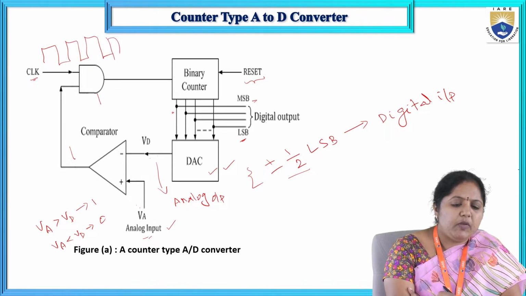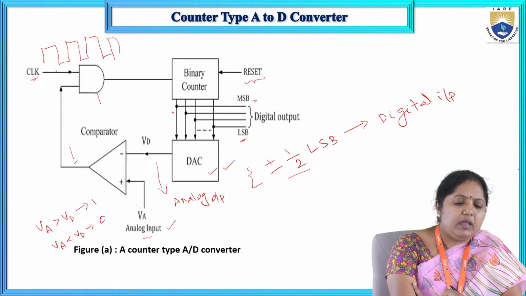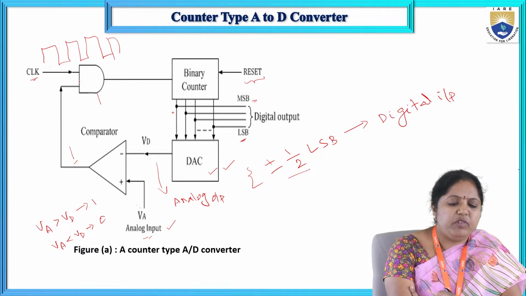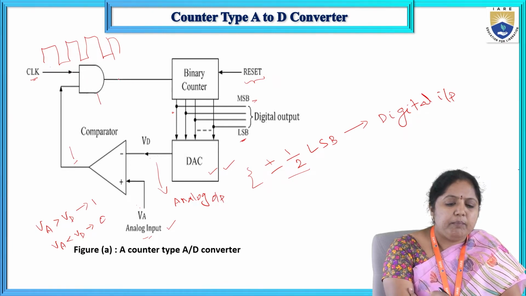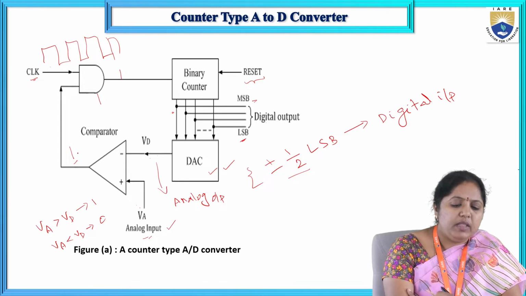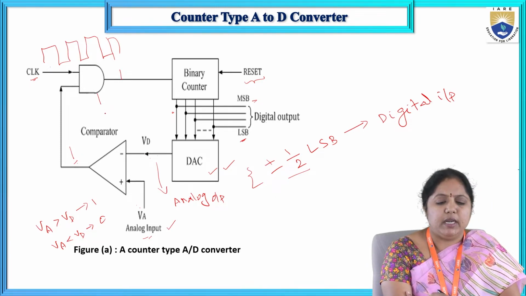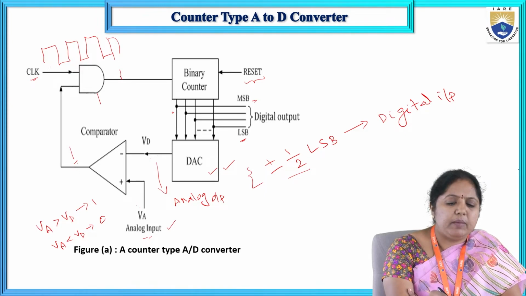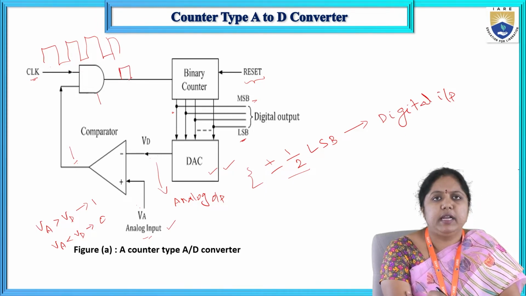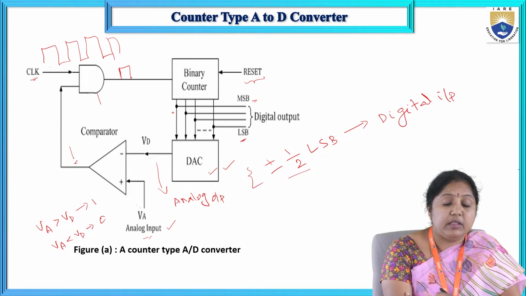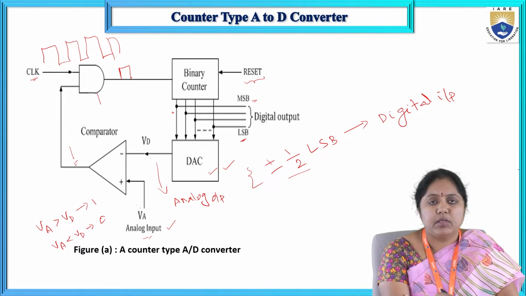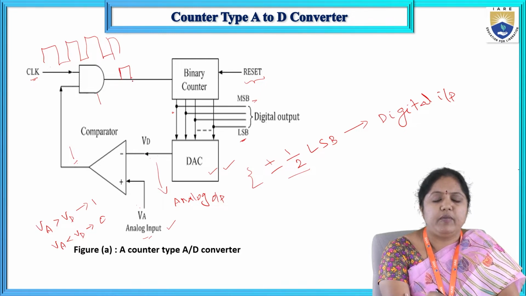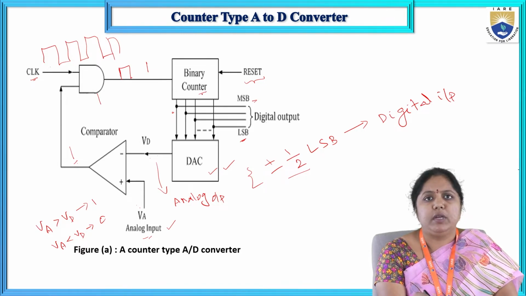So only when the output of the comparator is 1 will the clock pass through the AND gate. Continuously the clock goes as the input for the AND gate, but the output of the AND gate is 1 only when the clock is high and, at the same time, the comparator output is high. Once it is 1, the binary counter starts counting.